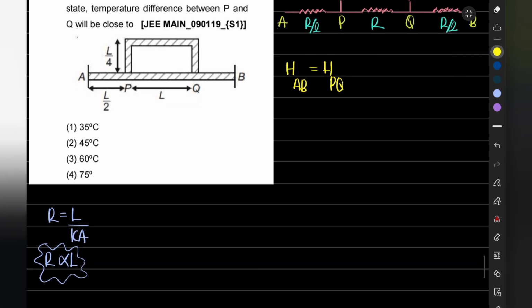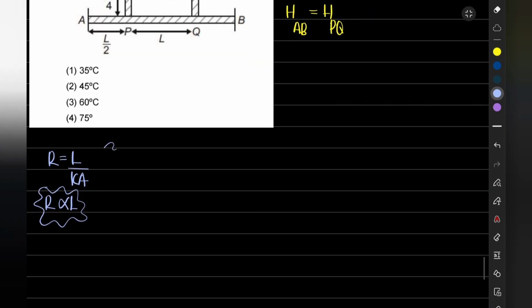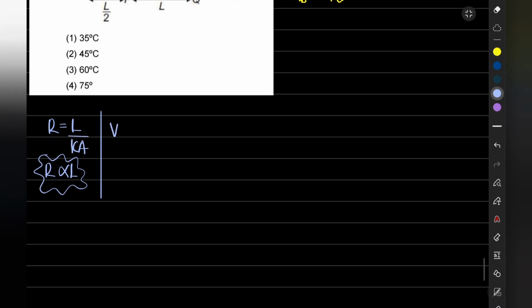So we know the formula which we have for H, because Ohm's law is V equals I into R.